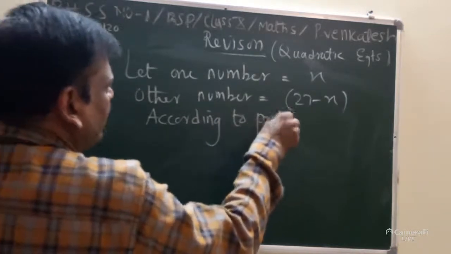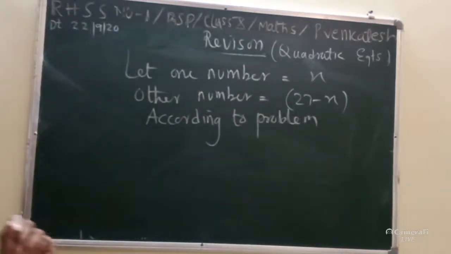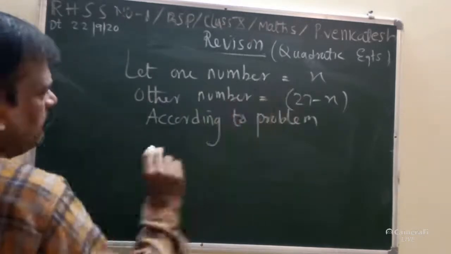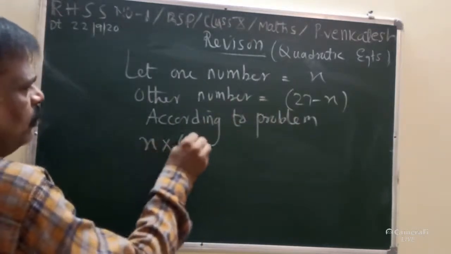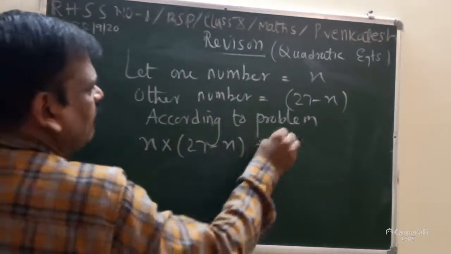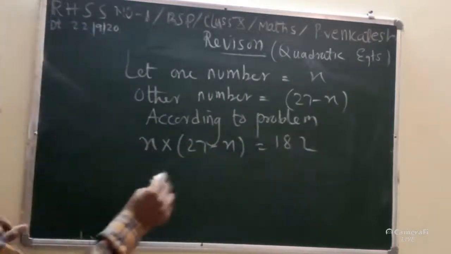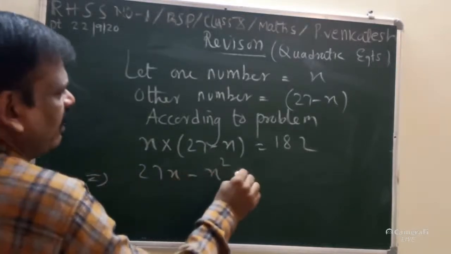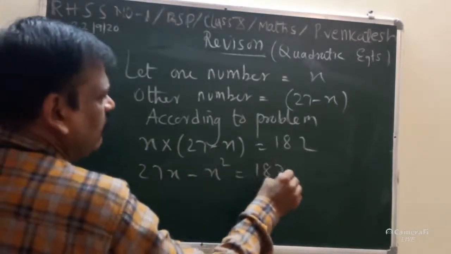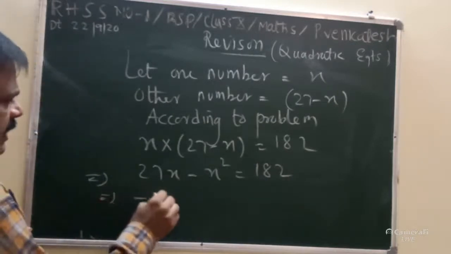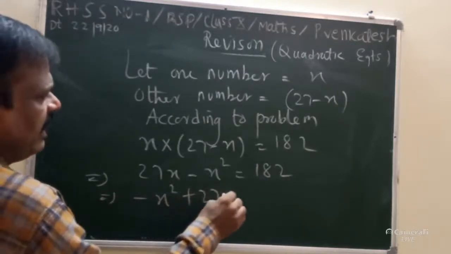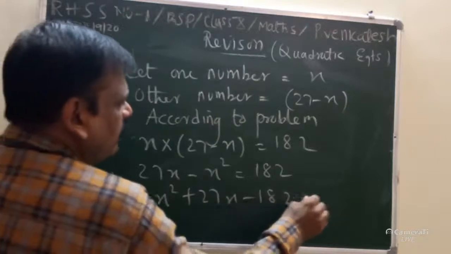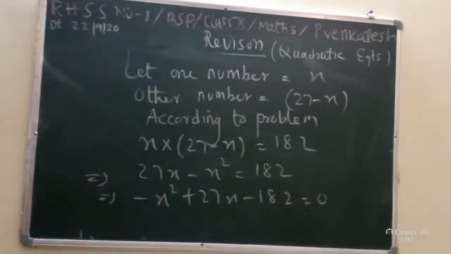Now according to the problem, what is it saying? The product of these two numbers is 182. Product means multiply. So x into (27 minus x) equal to 182. Multiplying, this implies 27x minus x square equal to 182. Or you can say minus x square plus 27x minus 182 equal to 0. This we wrote in standard form.